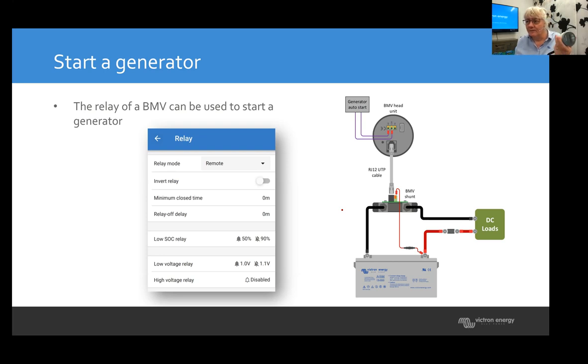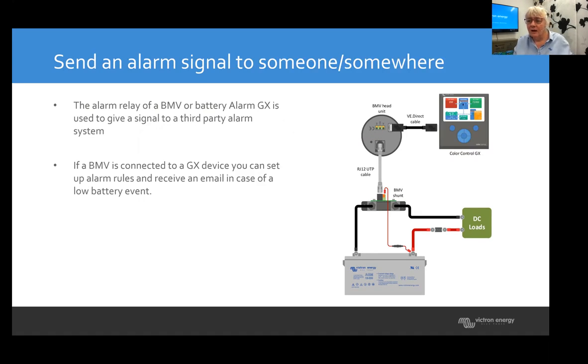This could be the savior of your battery system. So that's what you do when the batteries are low, you start a generator. Another thing you can do is send an alarm to somewhere else. So it can be two ways. It can be using the relay, you go straight into some secondary monitoring system, computer system or something like that.